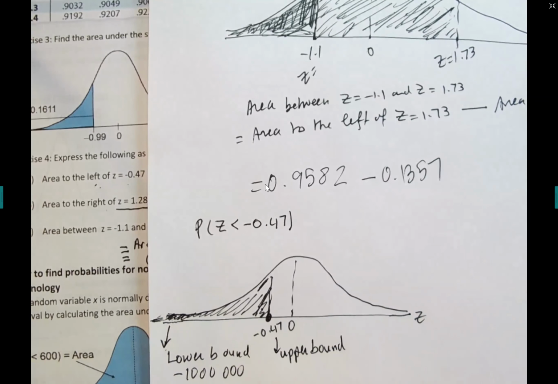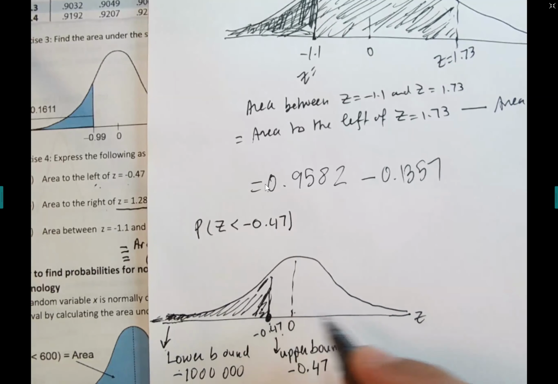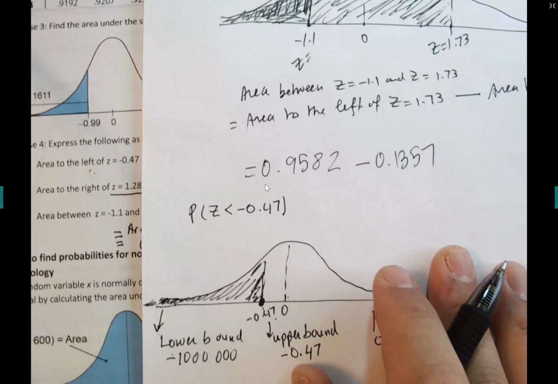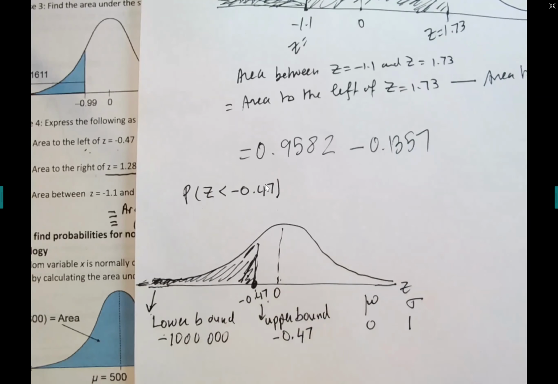What do you think the upper bound is going to be? That should be easy. There is no limit from the left, but there is a limit from the right. It stops at negative 0.47. It doesn't exceed that. The mean of this distribution, guys, is always 0, and the standard deviation is always 1. In order to use the calculator to find this probability, you need to provide a lower bound, an upper bound, a mean, and a standard deviation, which you already did.